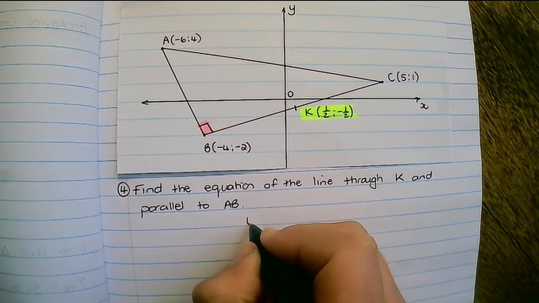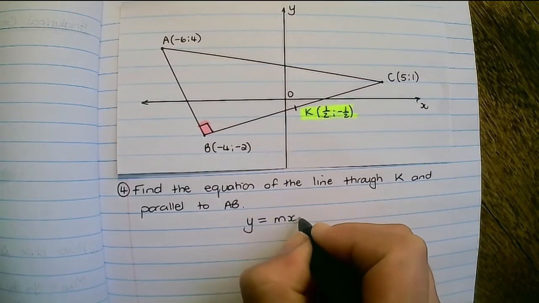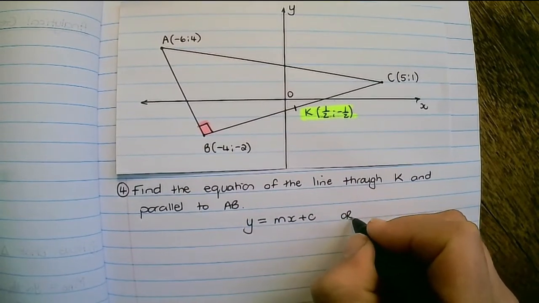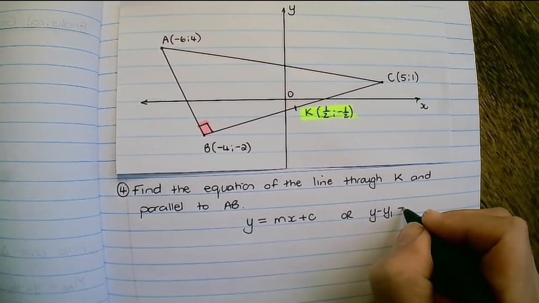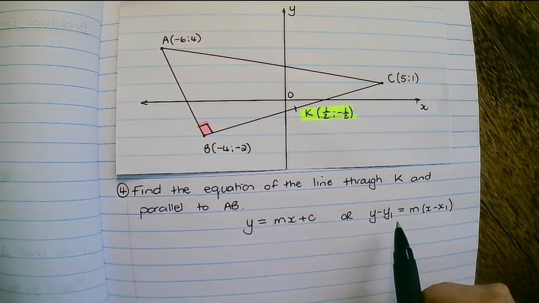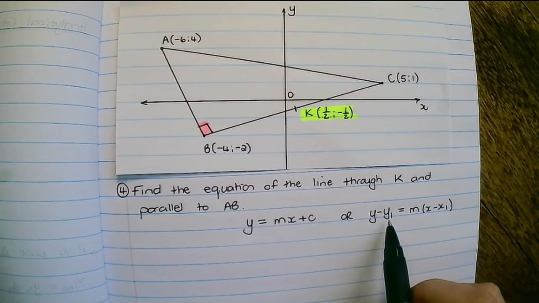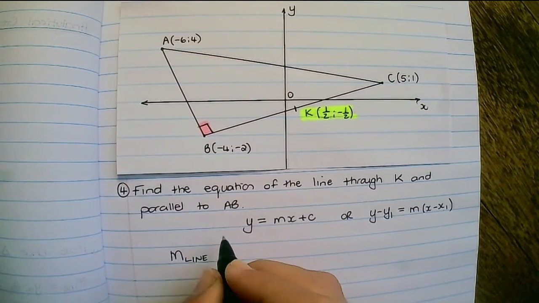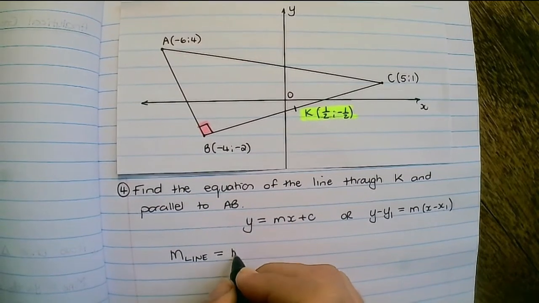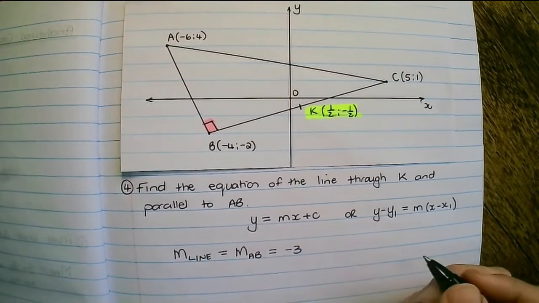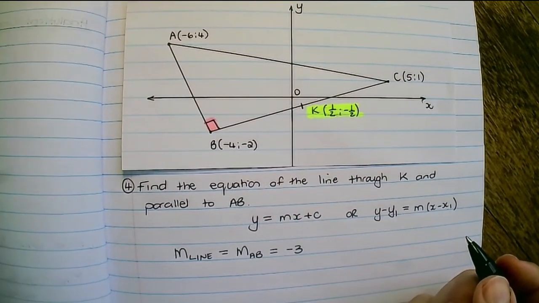So in order to find the equation of a line, I need to find the gradient and the y-intercept, or I could use the formula which we find on the grade 12 formula sheet in our final exam. And we need to find the gradient and use one point on that line, and that point would be K. Because the lines are parallel, the gradient of the line which we are trying to find would be equal to the gradient of line AB. And in a previous question, we have already found that the gradient of AB is equal to -3.